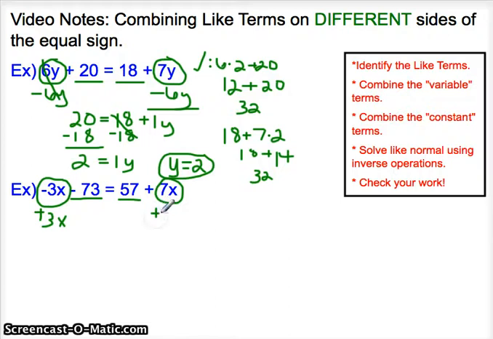It's also very important that you always put the terms under each other so you don't get confused about what you're actually adding and subtracting. The negative 3 and the positive 3 cancel out. Now I'm left with a negative 73 equals 57 plus 7x plus 3x equals 10x.